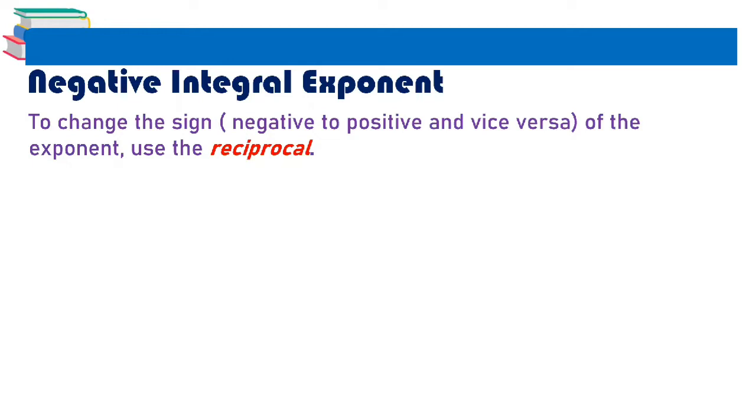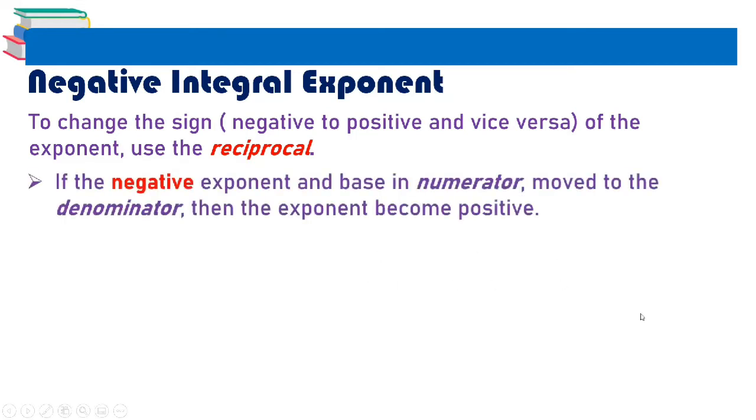So how are we going to make it a positive? We are going to use the reciprocal method. Therefore, the sign of the exponent will change into positive. If you have a negative exponent, it will change to positive, and vice versa, if we use the reciprocal method. So let's have these examples. If the negative exponent and base are in the numerator, we will move it to the denominator, and then the exponent will become positive.